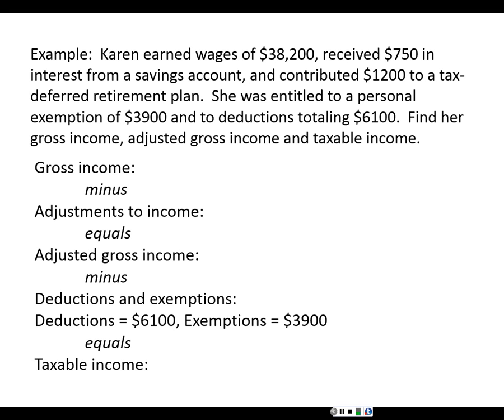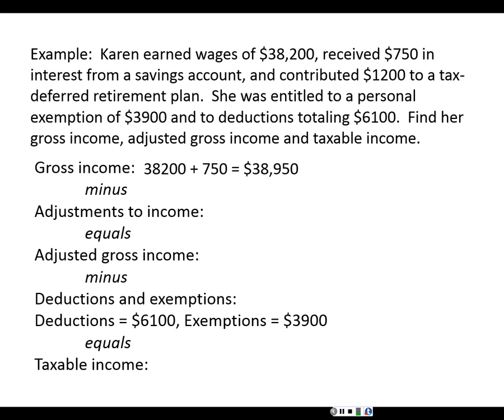So the first is, how do you find gross income? That's all income. So if you read the example, Karen earned wages of $38,200 and received $750 in interest. Then she contributed and she gets exemptions, so the rest of it doesn't have to do with how much money she took in. So her gross income is her wages plus the interest, makes a total of $38,950.